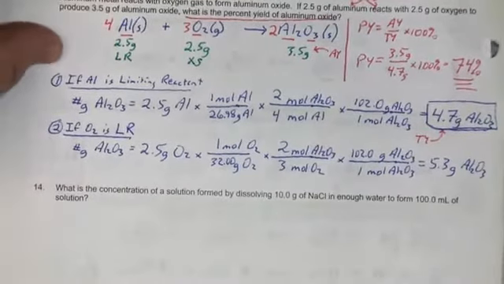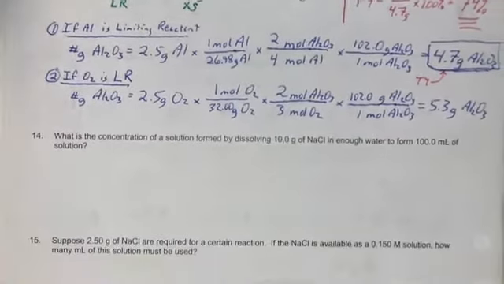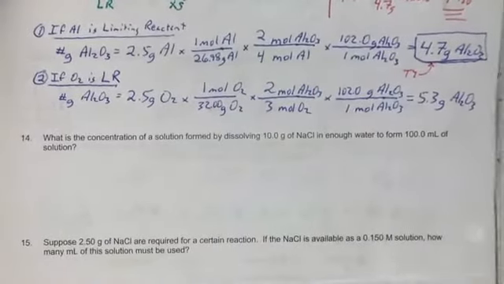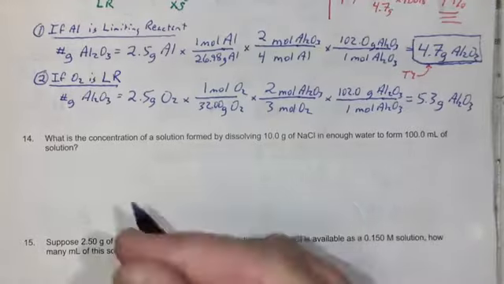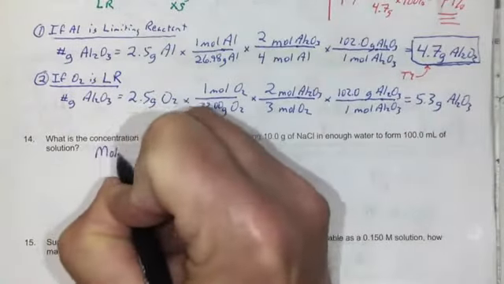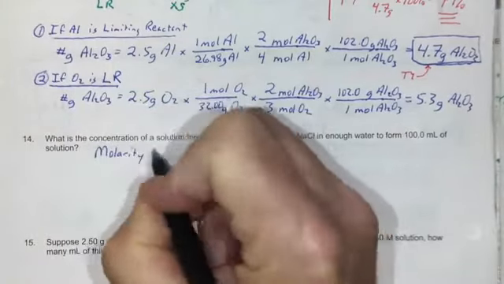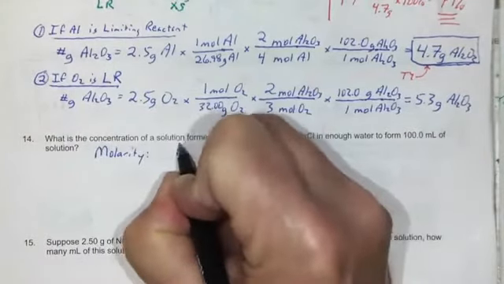Question number 14. What is the concentration of a solution formed by dissolving 10 grams of sodium chloride in enough water to form 100 milliliters of solution? Now, the way that we express concentration is with molarity. And you need to know what molarity is. We use a capital block M for molarity.